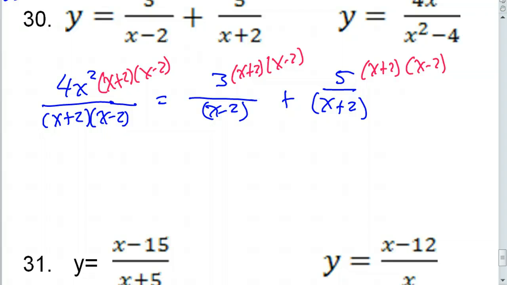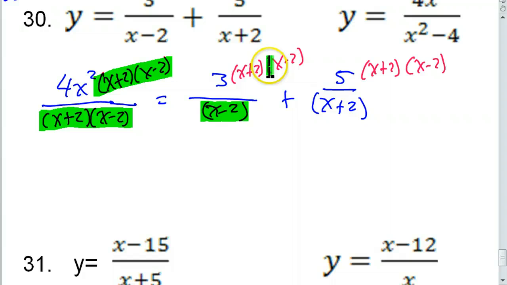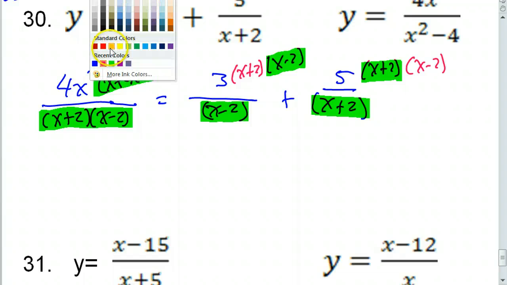Now, I'm going to highlight to show my canceling. Everything I highlight right now is canceled, okay? So all the denominators better cancel out. That denominator is going to cancel that. x minus 2, x minus 2. x plus 2, x plus 2. All that green stuff is gone, okay?